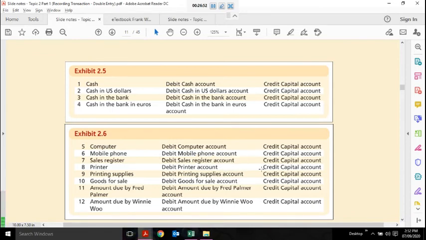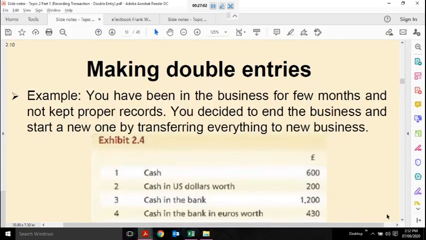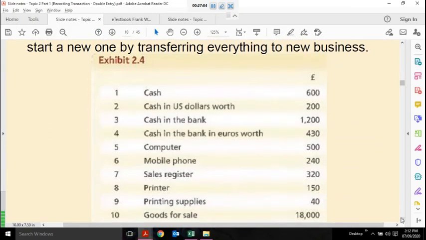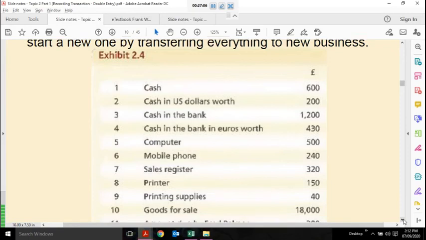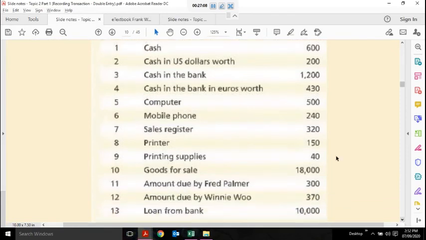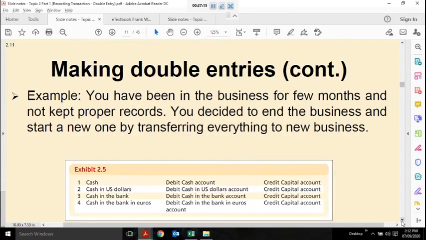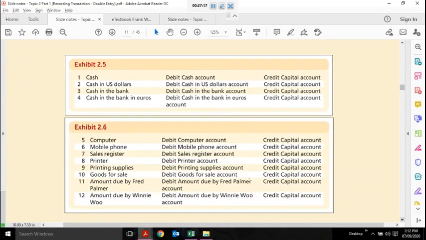For the rest here, as you can see, everything you move to the capital account. You just write capital. The total value will be this total: 600 plus 200, 1002, and everything. When you are about to start your business, all of this you will transfer to the capital account. As you can see here, everything is capital, because this is not a business transaction.